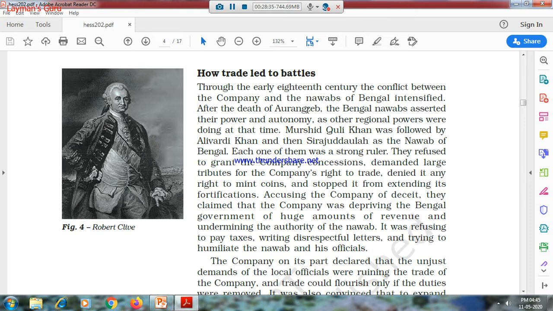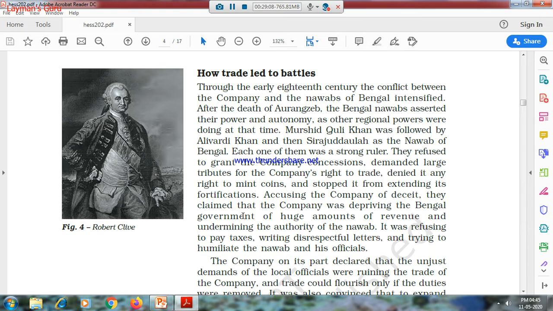After the death of Aurangzeb, the Bengal Nawabs asserted their power and autonomy, as other regional powers were doing at that time. Right? We said a lot of powers wanted autonomy. Murshid Quli Khan was followed by Alivardi Khan and Siraj-ud-Dawla as the Nawab of Bengal. Each one of them was a strong ruler. They refused to grant the concessions. See, Mughal Emperor Aurangzeb gave you the firman. Okay, but we will not give you any more firman.